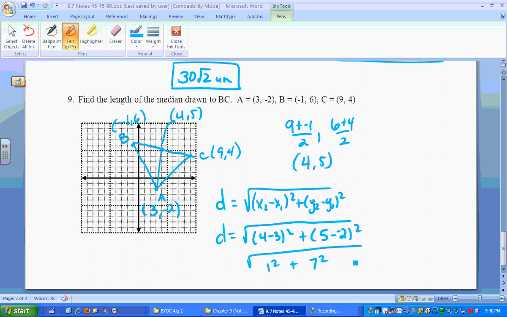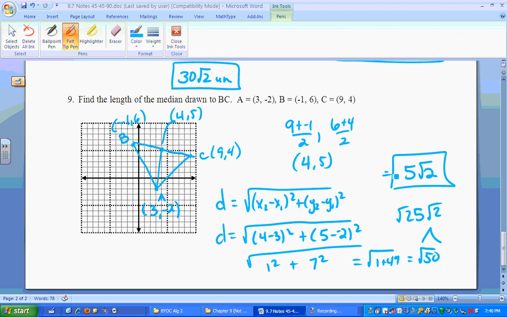So what do we get? We get 1 plus 49, which is square root of 50. Simplifies, you get 25 and 2. Break it up. The length of it is 5 root 2 for your final answer.